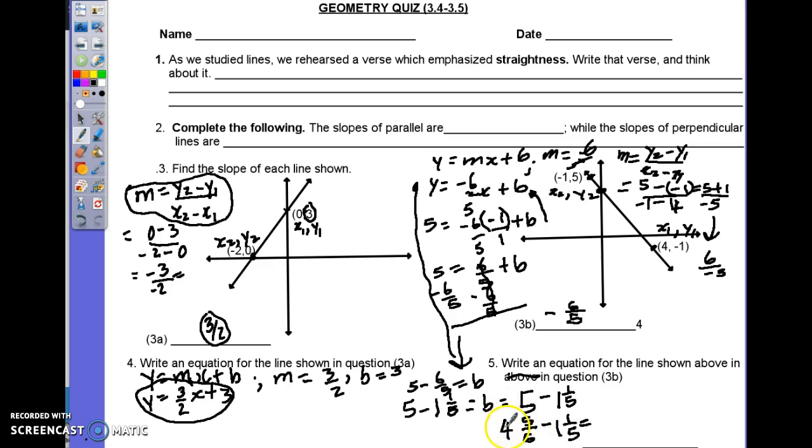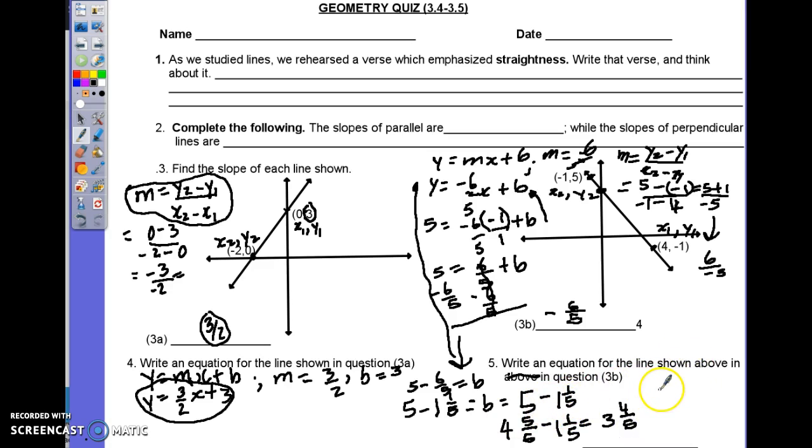So let's take it in bite-sized pieces. Now 4 take away 1, that is 3, and 5 over 5, sorry, 5 over 5 take away 1/5 is 4/5. So that's what the b is equal to.